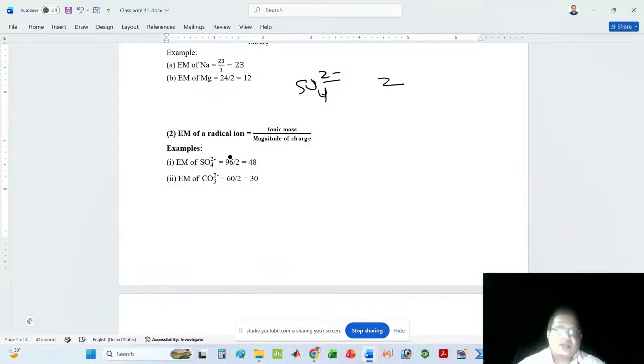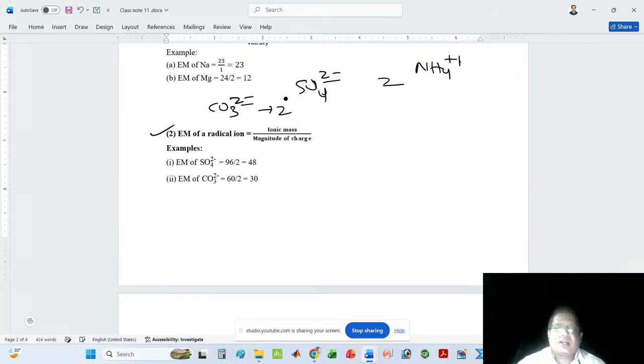Similarly, think about the carbonate, CO3 2 minus. Here the charge is 2 minus, so the magnitude of charge is 2. Similarly, you can think about NH4 plus. Charge is 1, so the magnitude is also 1. You can take any type of radical, find the magnitude of charge first, then apply this formula. Ionic mass is nothing but the sum of the atomic masses of the atoms present in the ion.